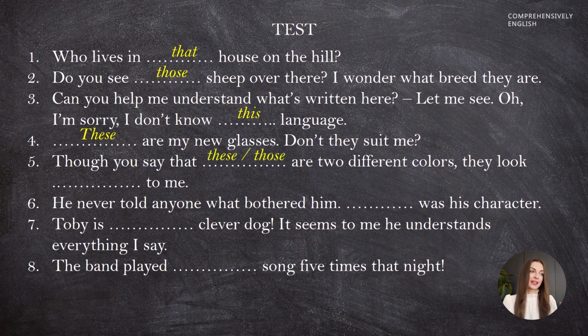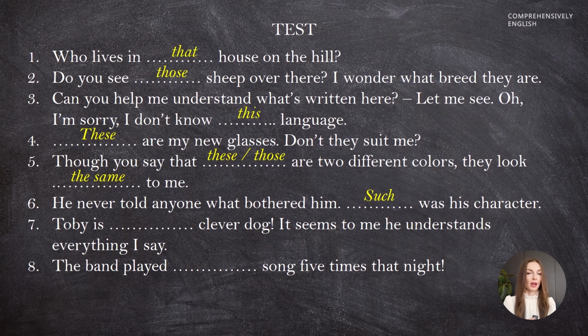Though you say that these or those are two different colors, they look the same to me. Here it doesn't actually matter, the context doesn't give us any additional information to identify whether we're talking about something which is in the distance or right in front of us. So both these and those are okay. We use plural forms because the noun that these words are connected to is in plural, colors, right?